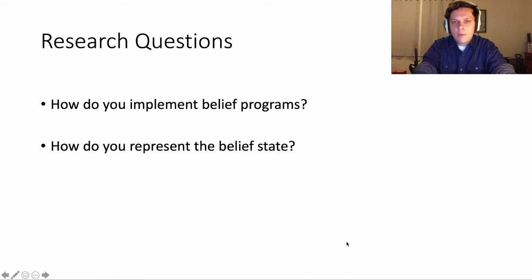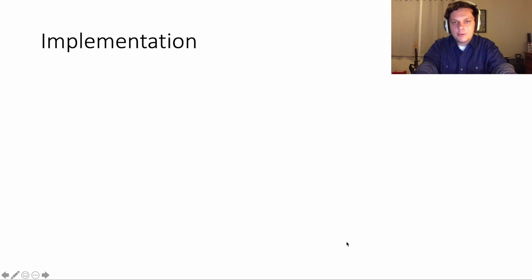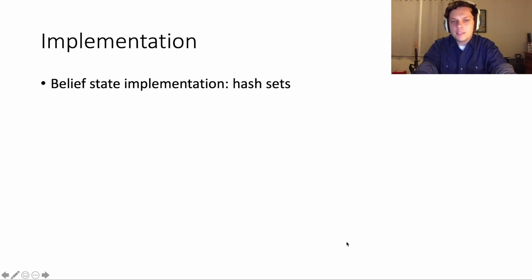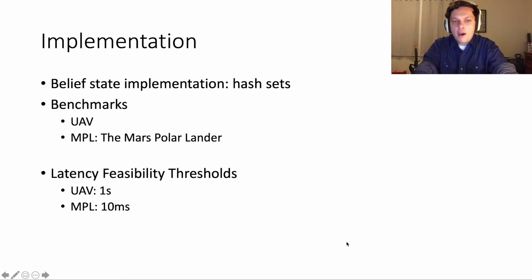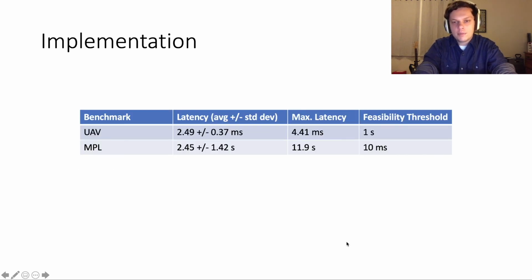Okay, so now I want to address some implementation concerns, with a particular focus on how we represent these belief states. You might be concerned about this because the belief state is a set of program environments, which is potentially a very large space, and it could make our programs run very slowly. We were concerned about this as well, so we went ahead and wrote an implementation. We did the most basic thing we could think of, which is we implemented belief states using hash set data structures. We used the drone example and the Mars Polar Lander as benchmarks, and for each of these we determined how fast the belief program needs to run in order to be feasible. And then we just ran these belief programs and saw how fast they ran.